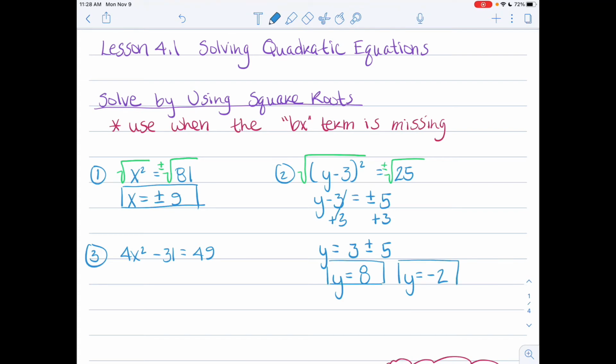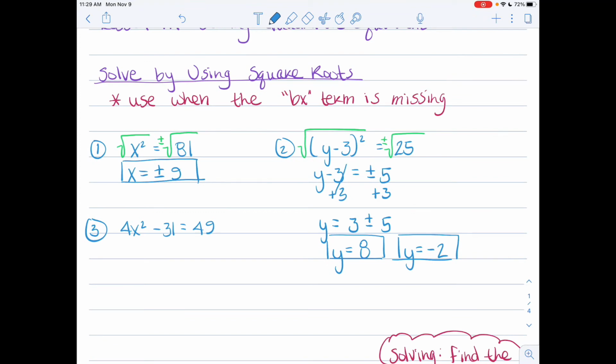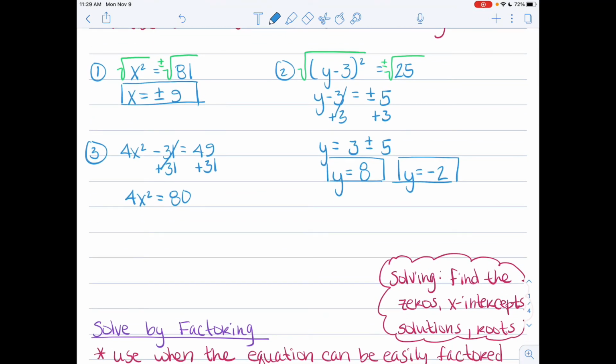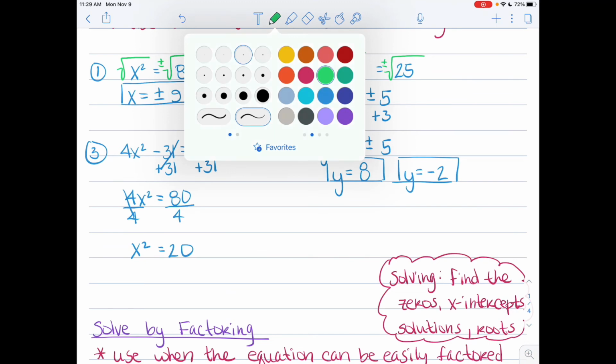Let's look at one more example. The first thing that I notice is that my constant isn't isolated, so I want to do that first. I'm going to take 31 and move it to the right by adding 31 to both sides, leaving me with 4x squared is equal to 80. Now, I can continue simplifying this. All the things that we can typically do with equations, add, subtract, multiply, and divide, still apply. So I can continue to solve for x by dividing by 4 on each side, leaving me with x squared is equal to 20. Now I want to go ahead and take the square root of both sides.